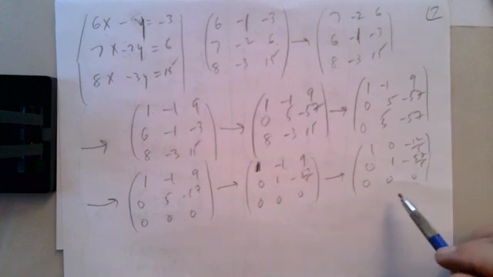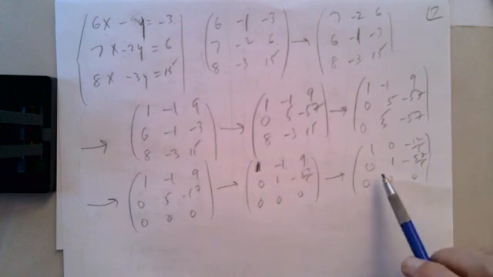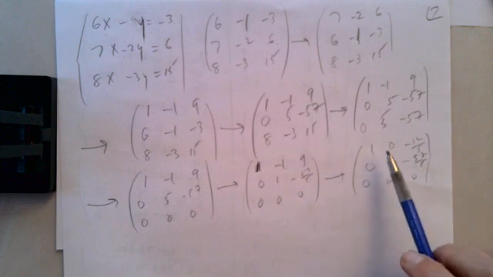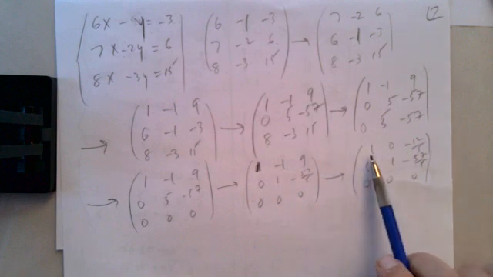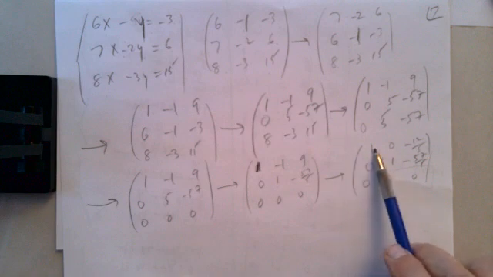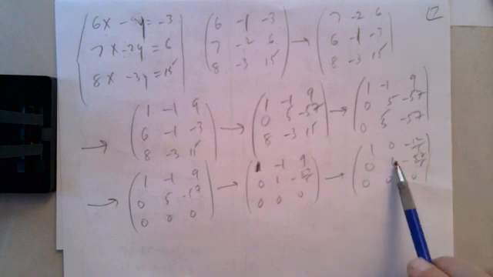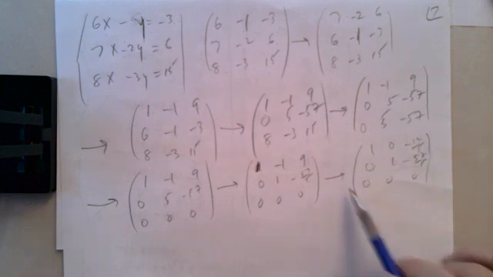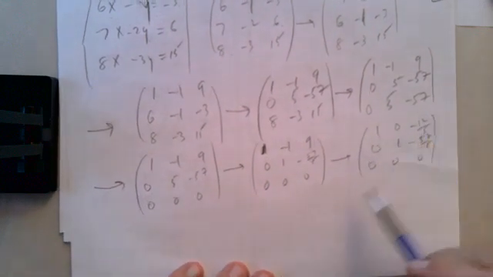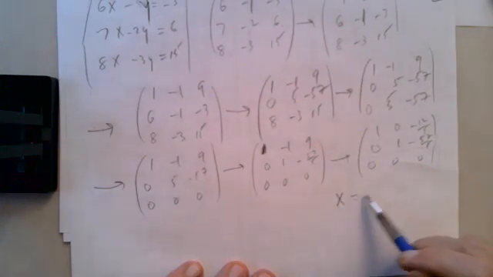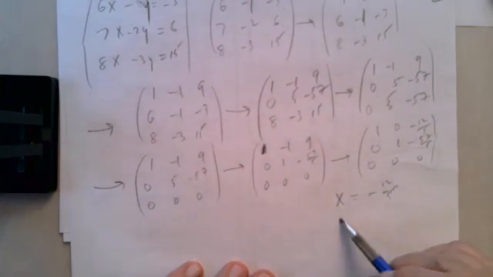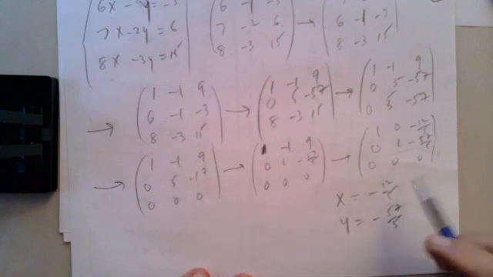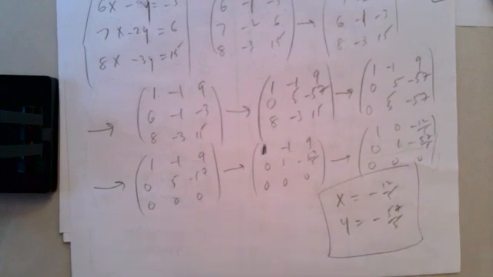And now this matrix is in reduced row echelon form. All the zero rows are at the bottom. And on the rows with a non-zero element, the first non-zero number in each row, as you go from left to right, is a 1. The ones move to the right. What does this say as an equation? It says x equals minus 12 over 5, y equals minus 57 over 5.